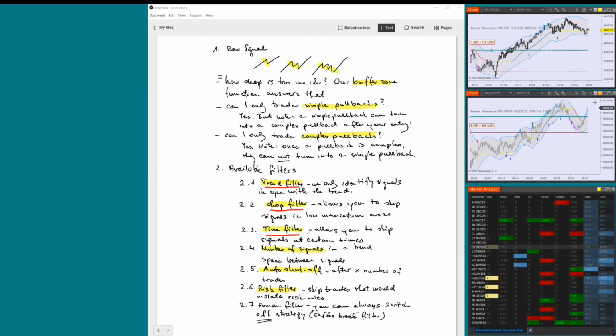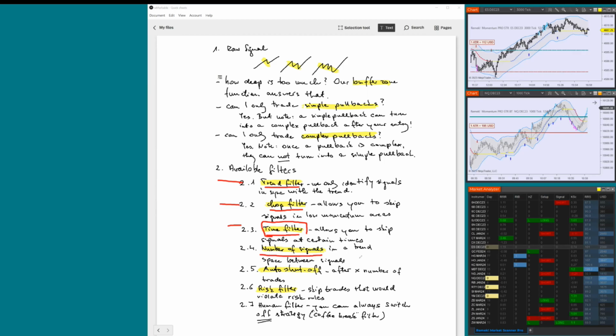Also, you may just want to have a lunch break, perhaps, or just not want to trade the lunch session, the lunch hours in New York time, or maybe you don't want to trade after hours or overnight trades. You can filter those potential signals on the market by simply using a time filter. It's as simple as that. So now we have already defined 3 filters, and let's move on to the next one.